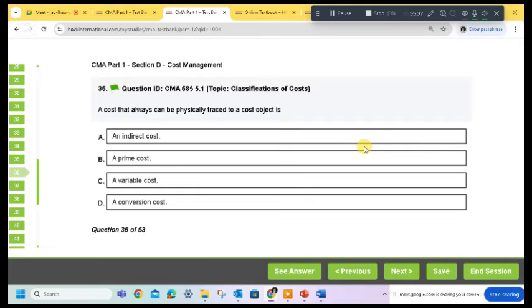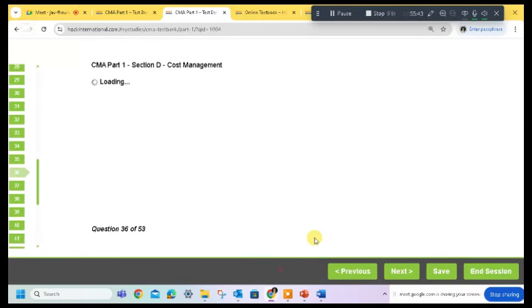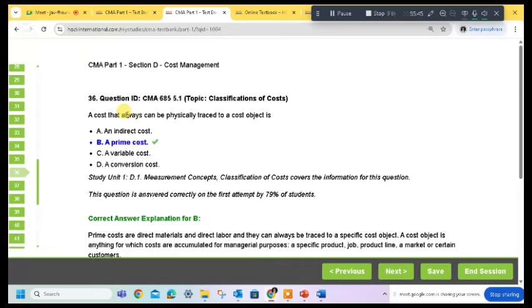Cost. Prime cost. Why prime cost? This is the definition of direct cost: cost that always can be physically traced to a cost object. Cost object means product or anything. So this is the definition of direct cost. Direct cost, another name is prime cost. Prime cost is direct cost.